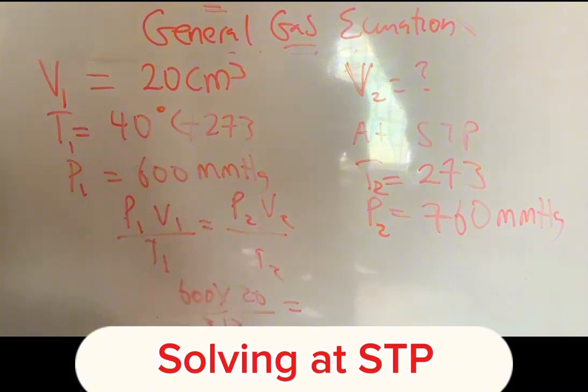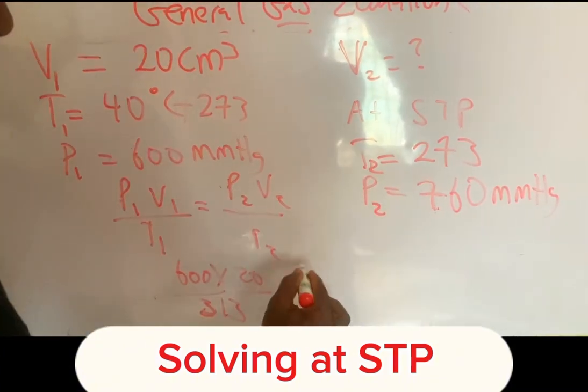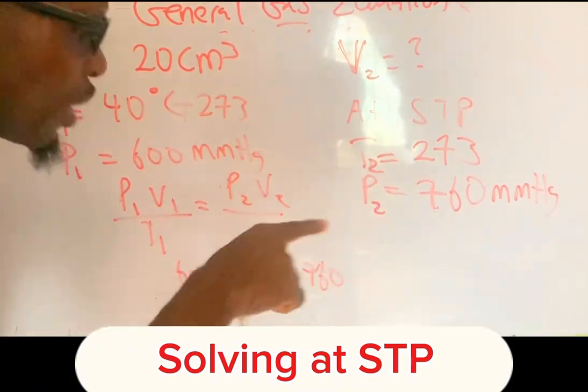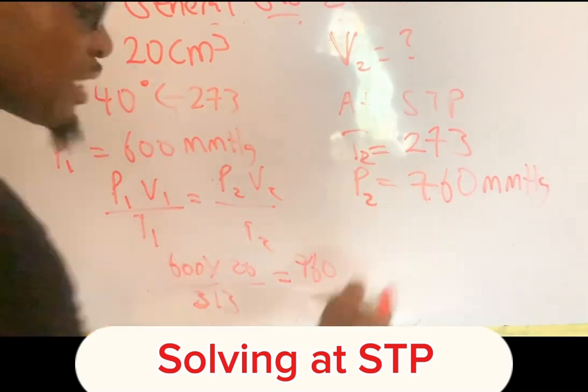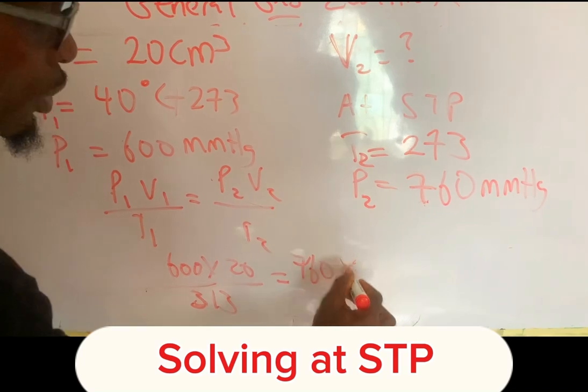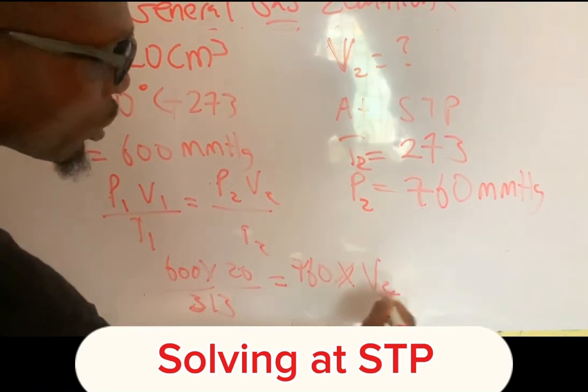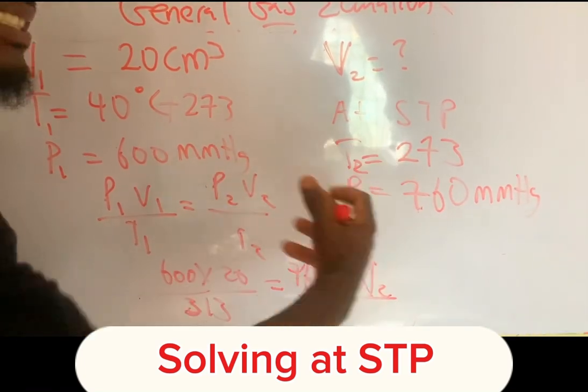So we are going to have our P2, which is now going to be at STP. Our P2 is at STP, which is 760. Remember, your teacher won't give you this. You should know. If you see 600 millimeter mercury and you want to get your pressure to STP, it is going to be 760 millimeter mercury, times the volume, which is what you're looking for. The volume is unknown. And what is my temperature 2? My temperature 2 is 273. Standard temperature is always 273.